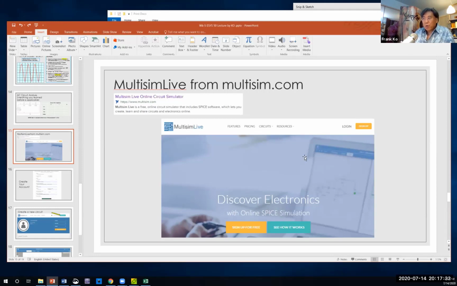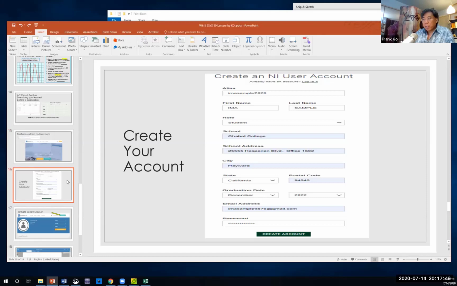So how many of you are on the MultisimLIVE screen? How many of you have it on some secondary screen? If you want to do it now, you don't have to, but if you want to, that's great. When you hit the yellow button to sign up for free, you will see this screen, which asks you to create an NI user account.